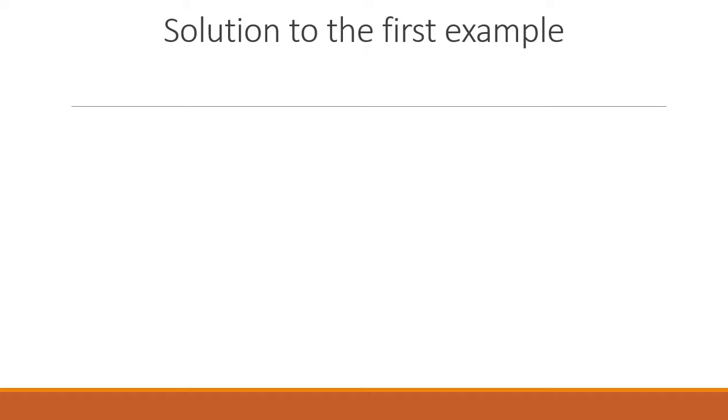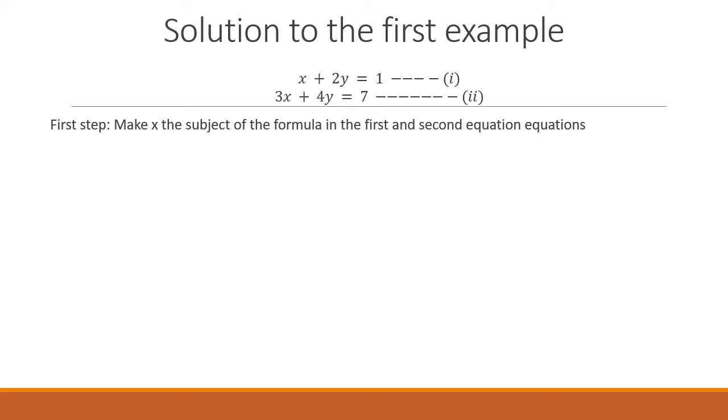So we are going to look at the solution to the first example. It has x plus 2y is equal to 1 as equation 1, and 3x plus 4y is equal to 7 as the second equation. The first step is to make x the subject of the formula in both equations, equation 1 and equation 2.